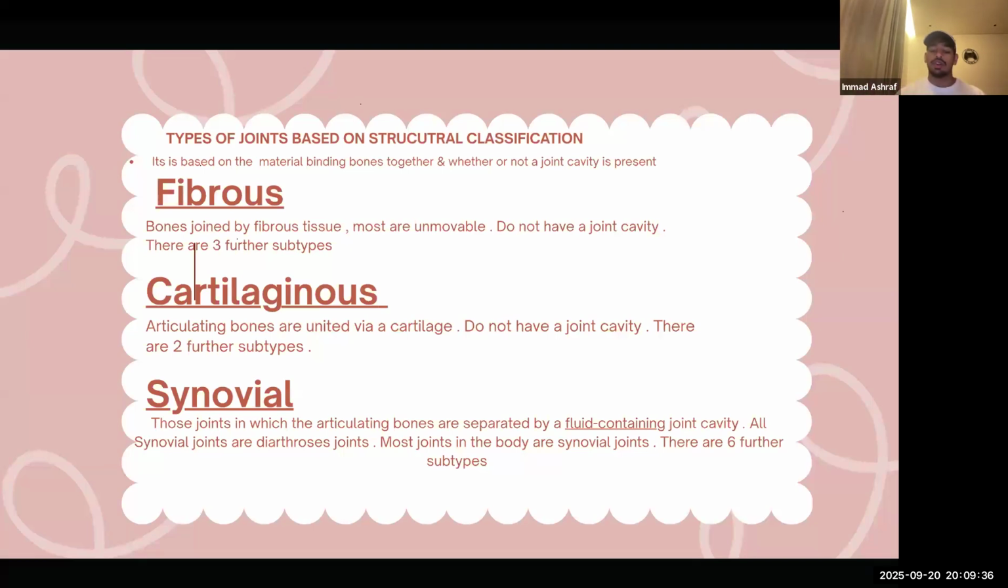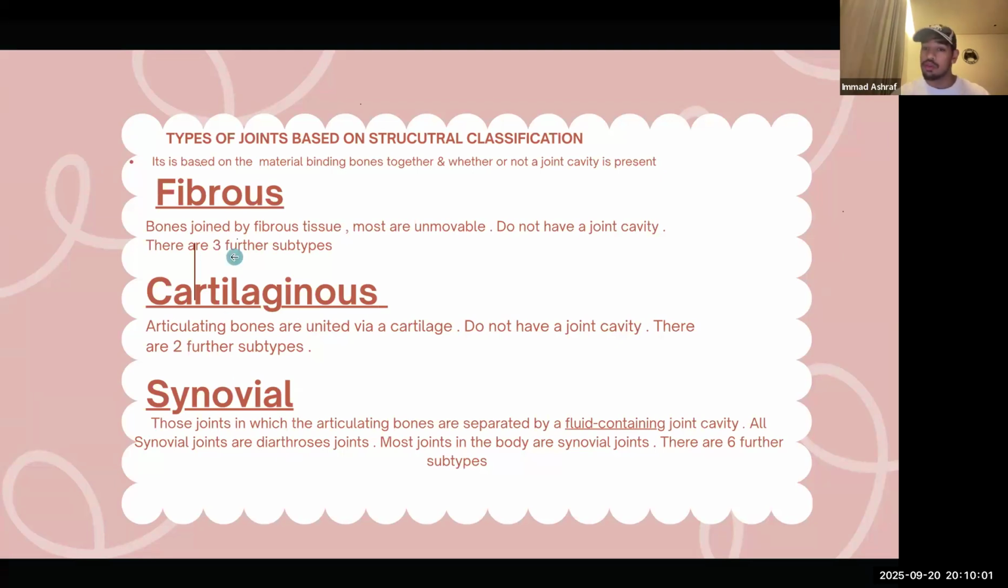So this is a bone and this is a bone. There's a joint cavity, and this cavity is full of fluid, right? So there's no friction when the bones move. So the bones can move easily. That's why it's called a synovial joint. And all synovial joints are diarthrosis joints. You remember that I said that earlier? Diarthrosis means freely movable. All the synovial joints are freely movable.